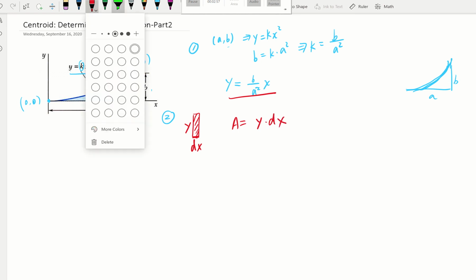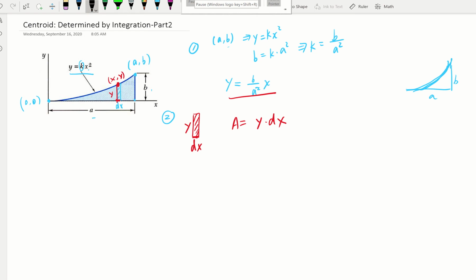Then if we draw the centroid of this rectangle, it would be right here, because for the rectangle it's right at that point. So we want to read the x tilde and the y tilde. Basically, that black dot, what is its coordinate? The x coordinate shares the same coordinate as this red dot, which is x. The y coordinate is going to be half of the y.